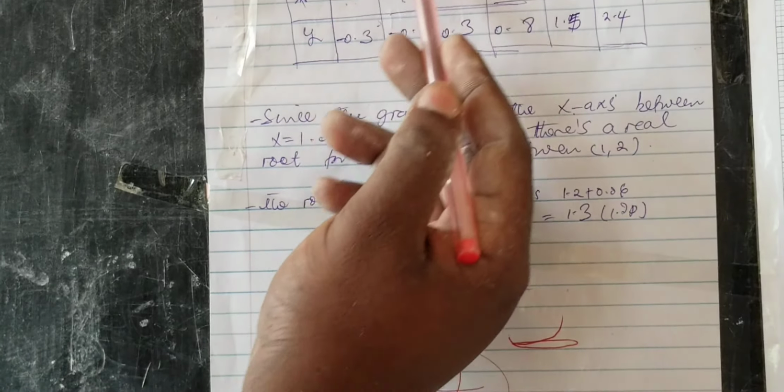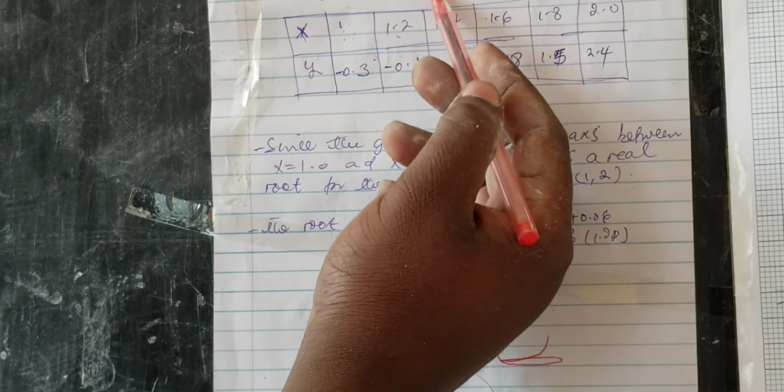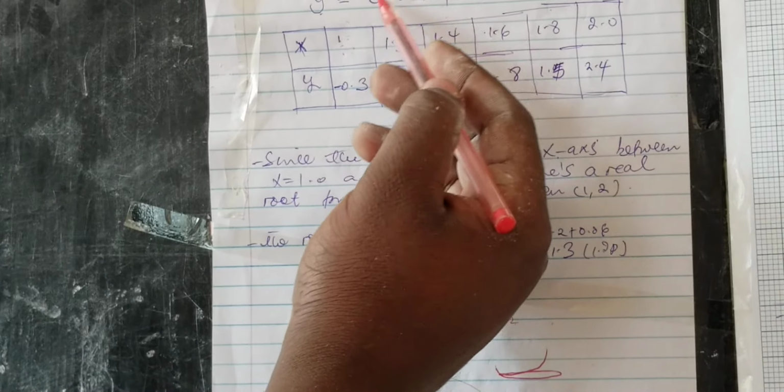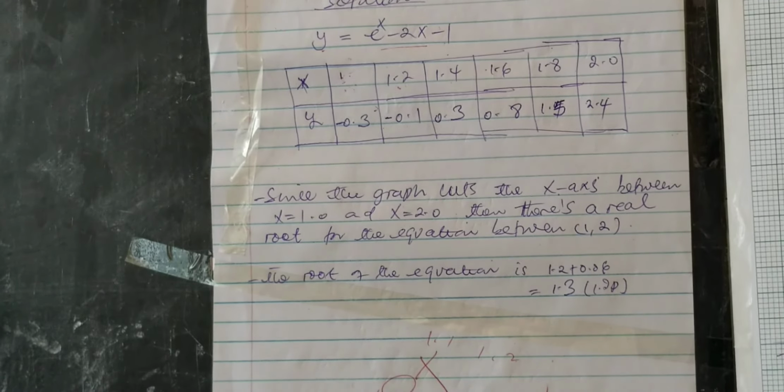So we substitute the values of x in the equation. Substitute 1, you get -3. Substitute 1.2 in this equation, you get -0.1. Using 1 decimal place is good enough.